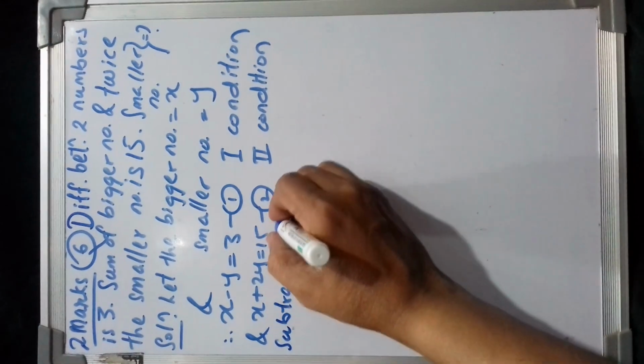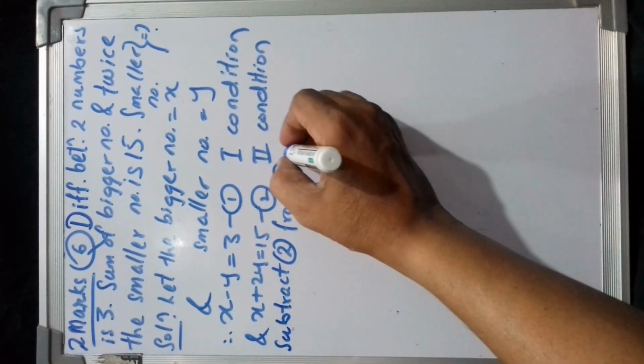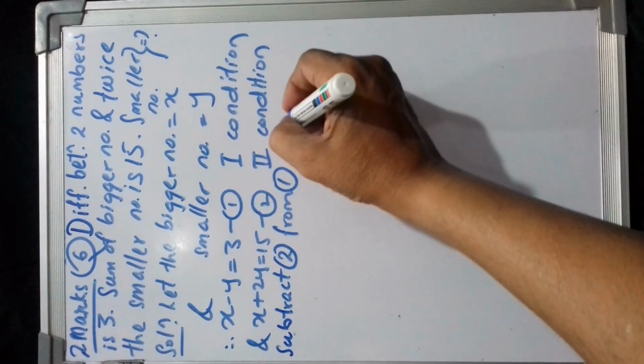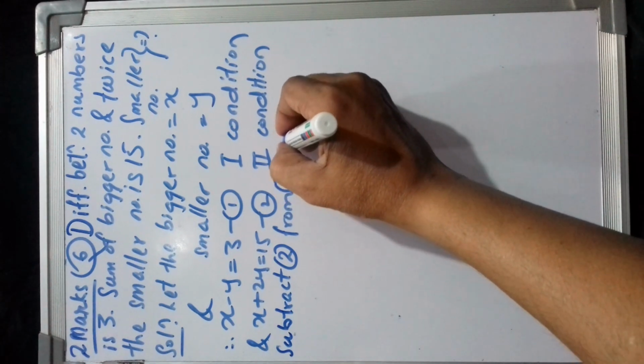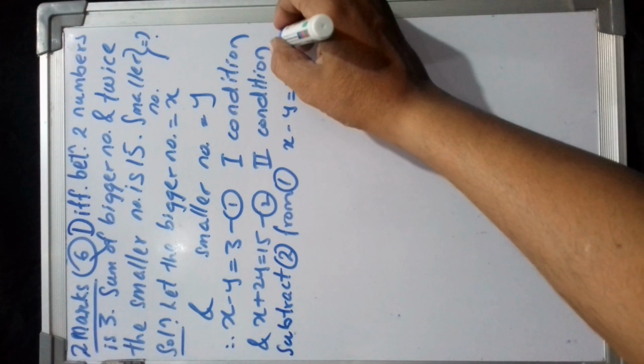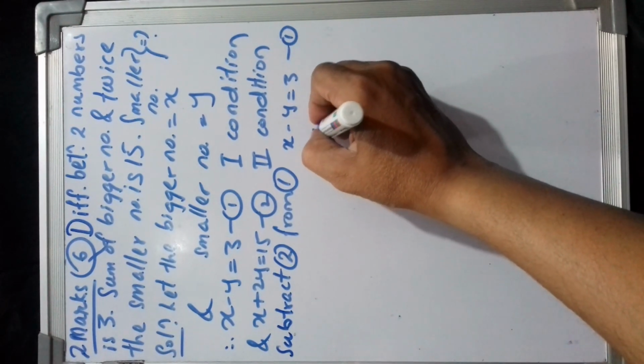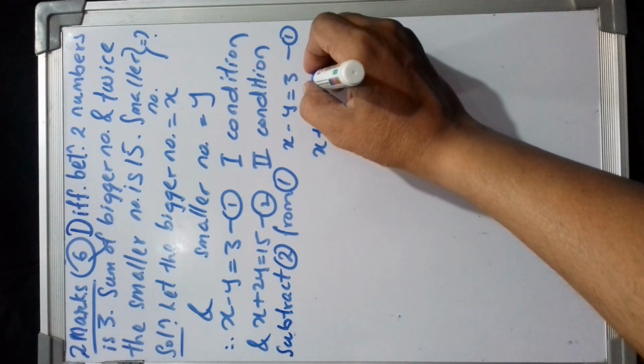Now the next question. It is given that the difference between two numbers is 3 and the sum of the bigger number and twice the smaller number is 15. So we have to find the smaller number. Now let the bigger number be x and the smaller number be y.